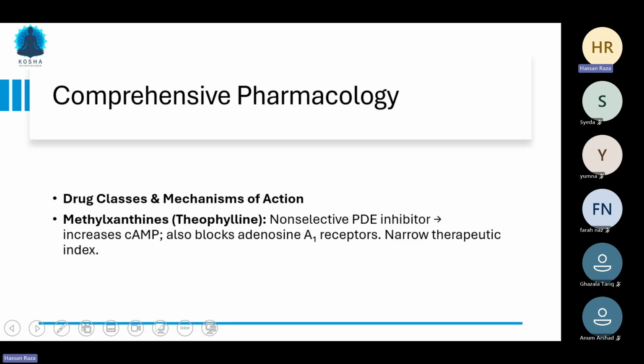Methylxanthines are also smooth muscle relaxants, but we do not use them, and they are not readily available in Pakistan as well. We do not use these right now because they are narrow therapeutic index drugs, and their vasodilation is not significant.